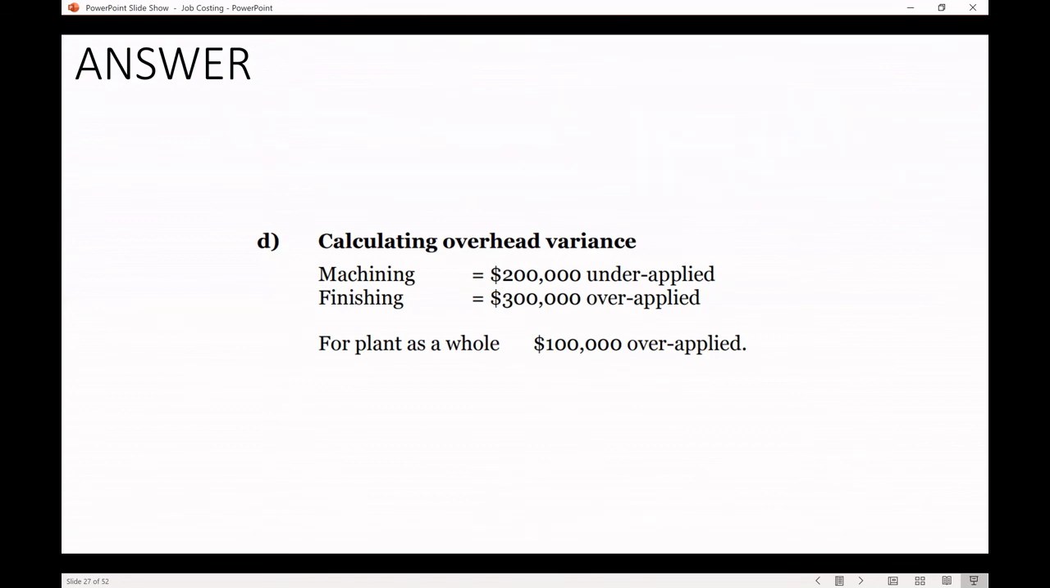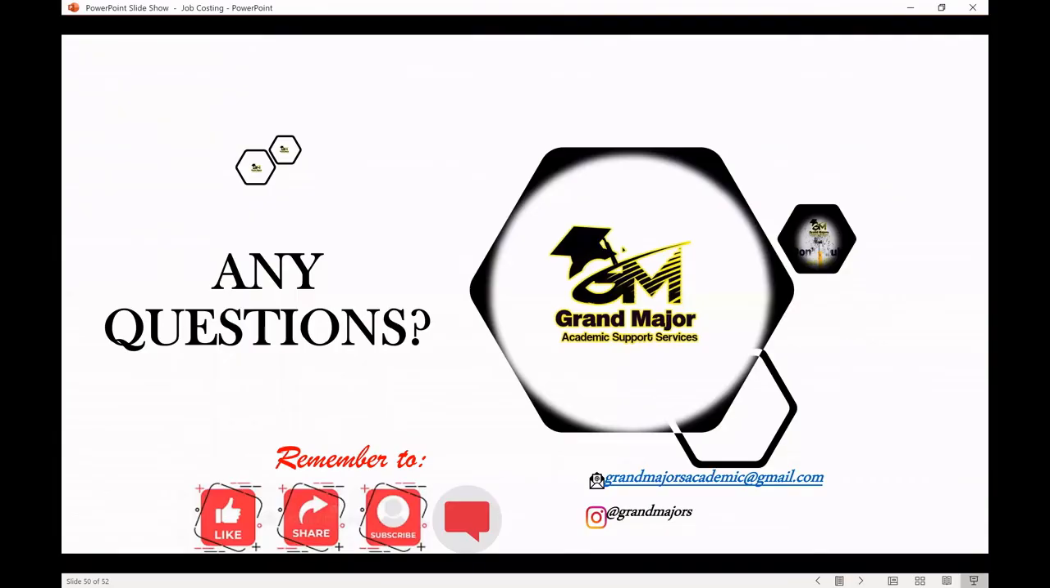For the plant as a whole, it's a combination of both departments. So if you had one department with a negative 200,000 and another with a positive 300,000, the combination of both would give you what? A positive 100,000, right? And that's a positive 100,000 over-applied. So this is the end of this question.